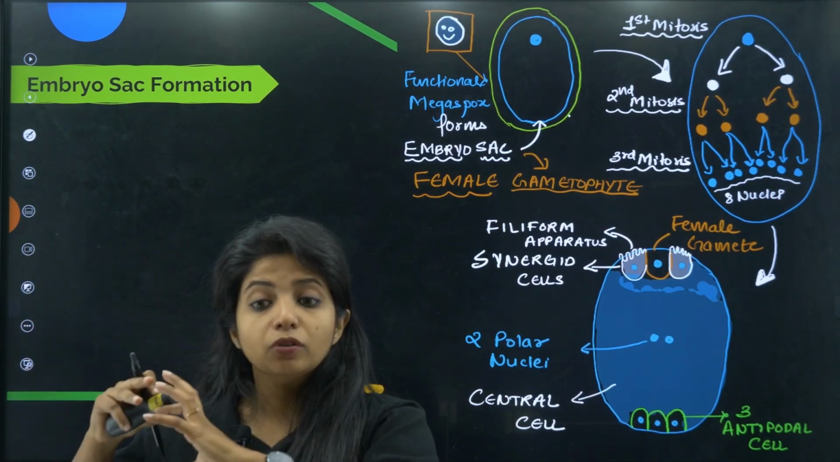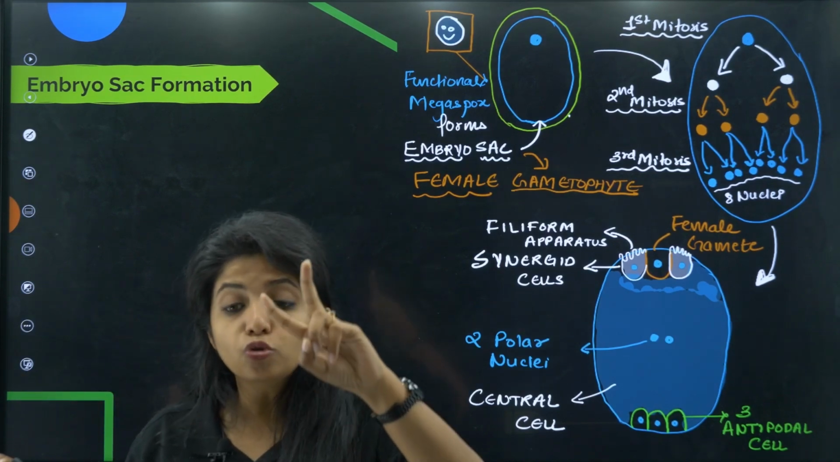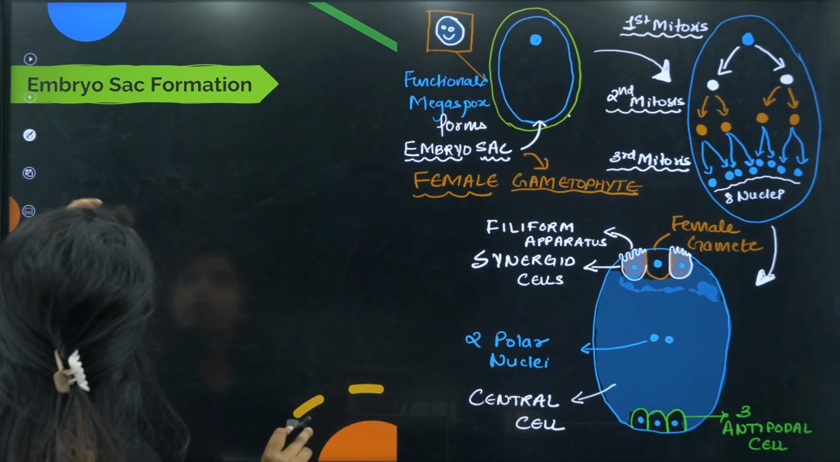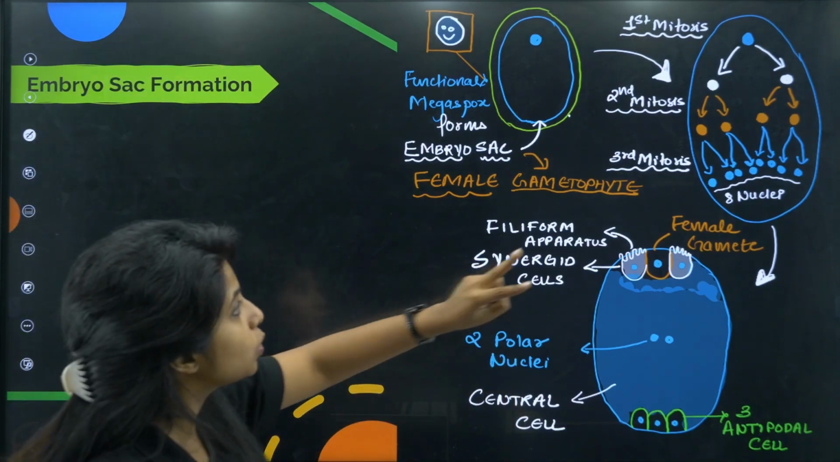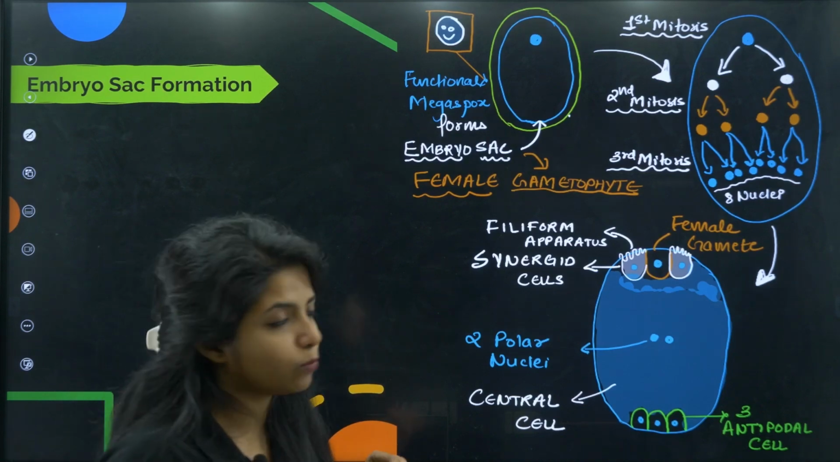microspore was there, and this microspore was forming what? The pollen grain. In that it underwent 2 mitotic divisions. But over here we girls are going to make them lose, because we will undergo 3 mitotic divisions. We will undergo 3 mitotic divisions. So let's see what happens.